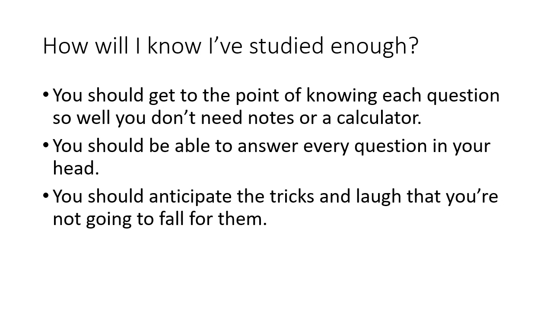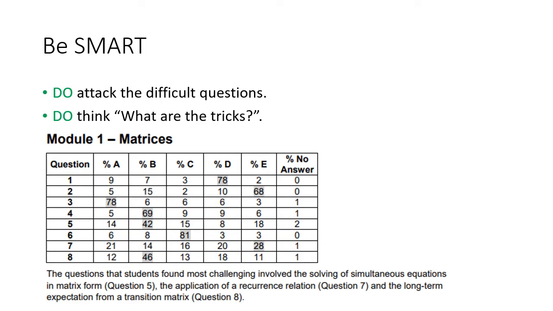Now I want you to be smart. So do attack the difficult questions and do think, what are the tricks? If you look at the examiner's reports, this is one from 2018, you can see certain traits. So for example, question 7 here, that's all over the place. That means people were guessing and had no idea whatsoever. If we look at question 5, can we see that there's an 18 and a 15 there? It looks like there's a couple of tricks there. And there's another trick over here on question 2, because look at that 15% here. So there are certain tricks.